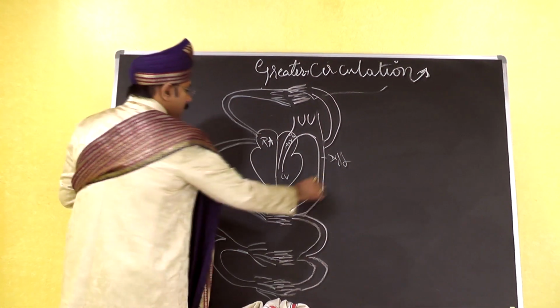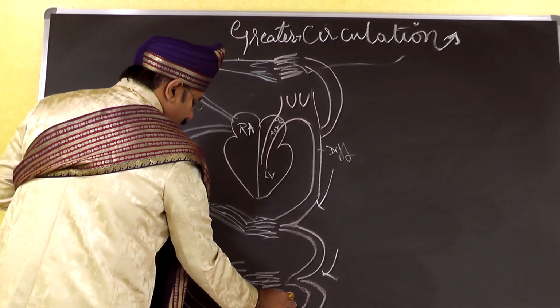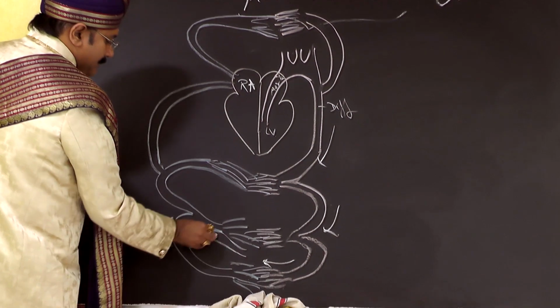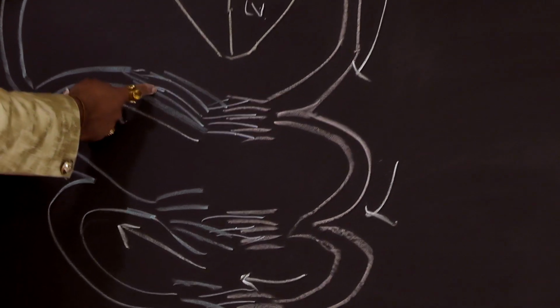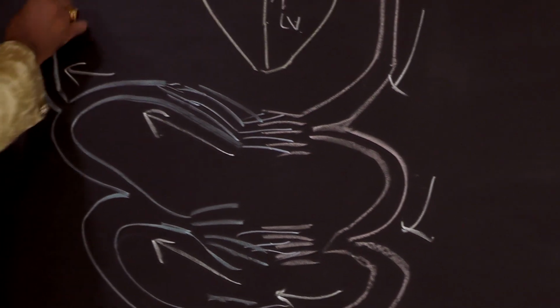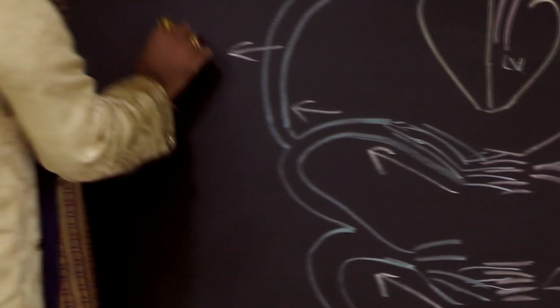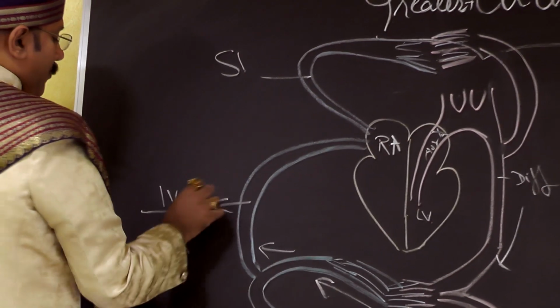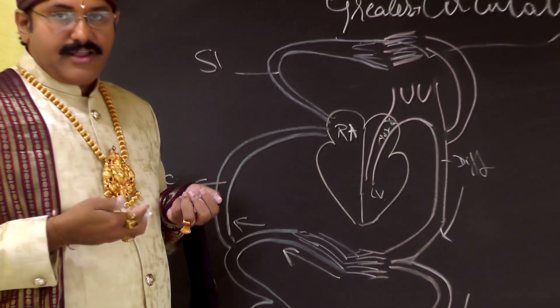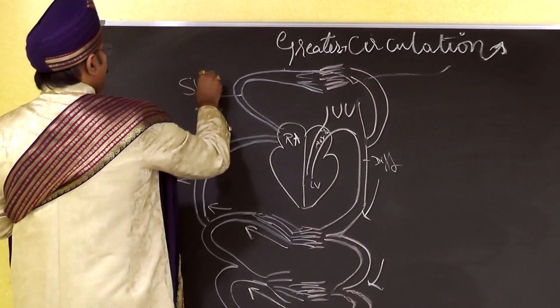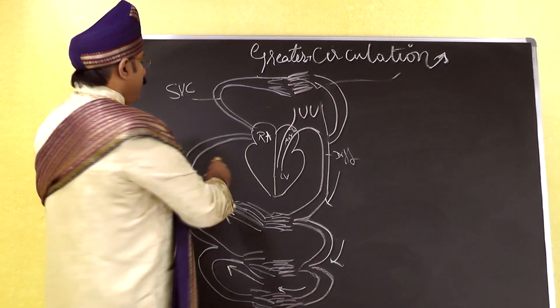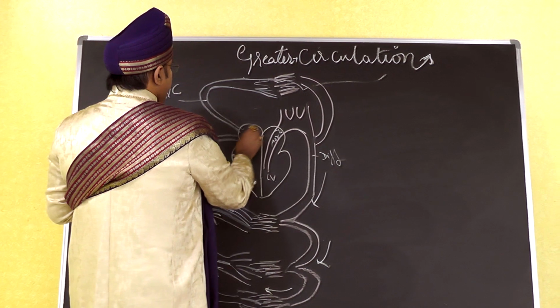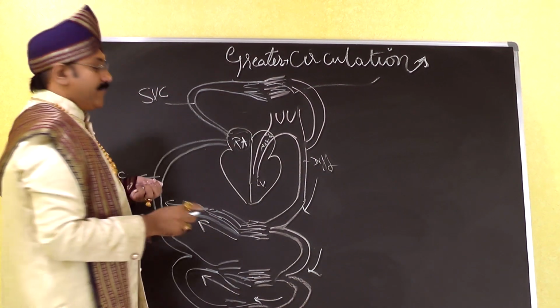And that is how the blood is flowing, right? Then the deoxygenated blood enters the venules and then the large veins, that is the inferior vena cava and also the superior vena cava. The blood from the lower limb and abdomen is collected by the inferior vena cava, and again from the head and neck by the superior vena cava. Both these venae cavae empty their blood in the right atrium of the heart.